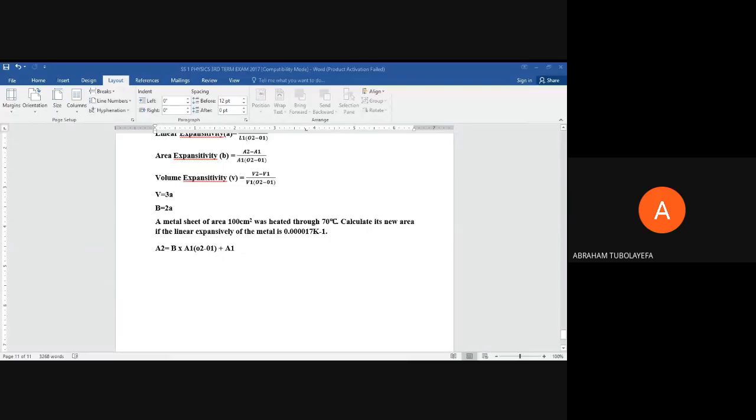Now, in radiation, we talked about how some surfaces radiate energy more than others. I would say that black substances or black surfaces are good absorbers of radiation, right?